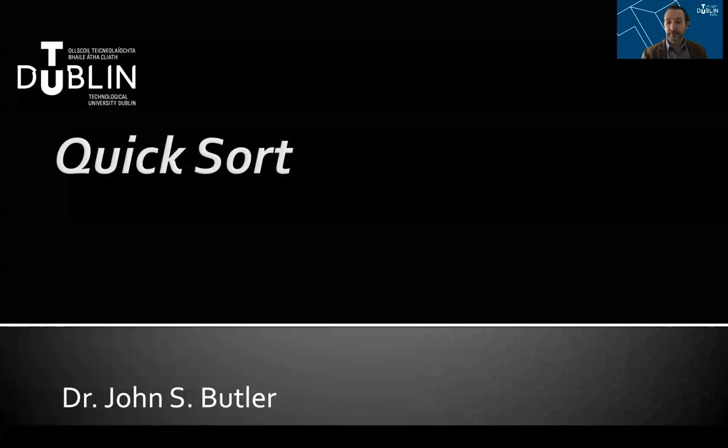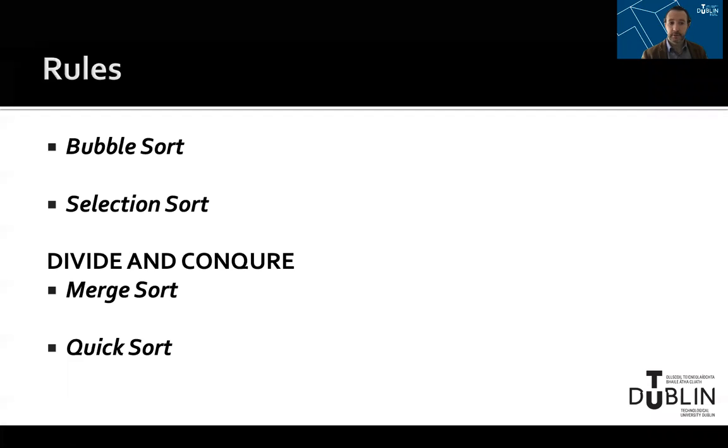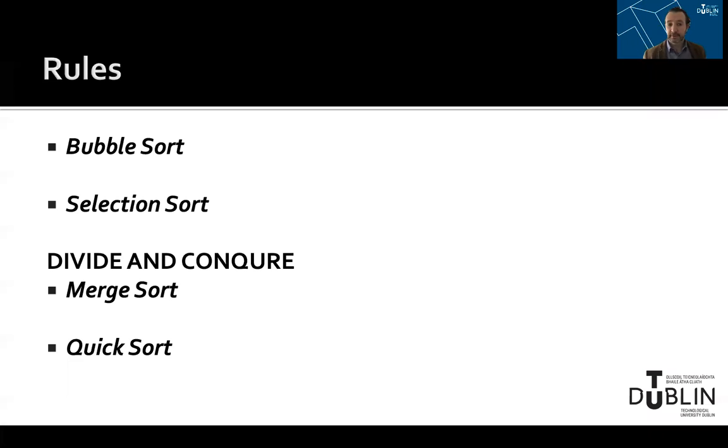In this lecture, I'll talk about the quicksort method, the last of our sorting methods. So we've looked at bubble sort and selection sort, which are linear methods. We've looked at merge sort, which is a divide and conquer method, and then quicksort, which is the last of our divide and conquer methods.